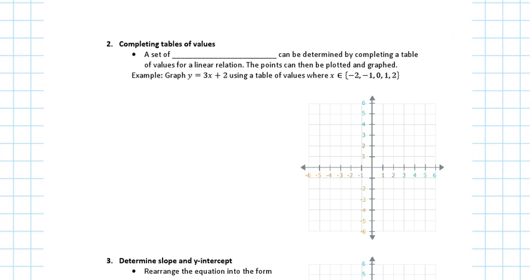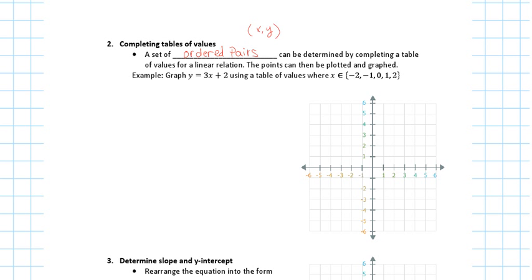Completing a table of values. So a set of ordered pairs can be determined by completing a table of values for a linear relation. So ordered pairs means x and y, okay? So it means points, same thing, different vocabulary, same meaning.